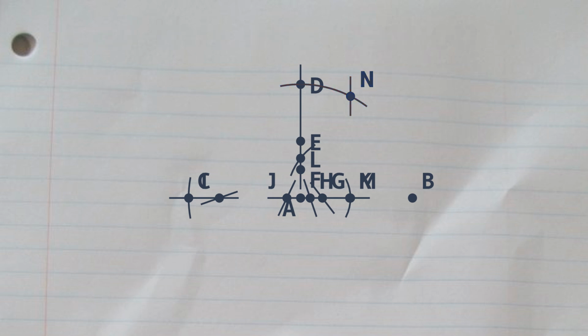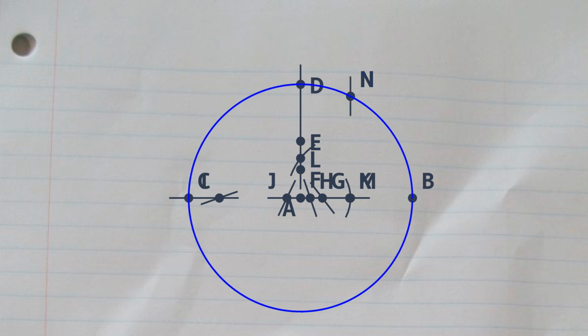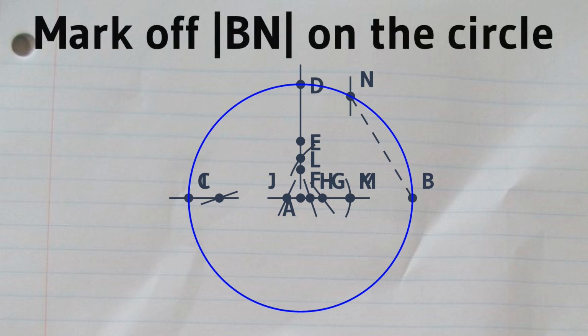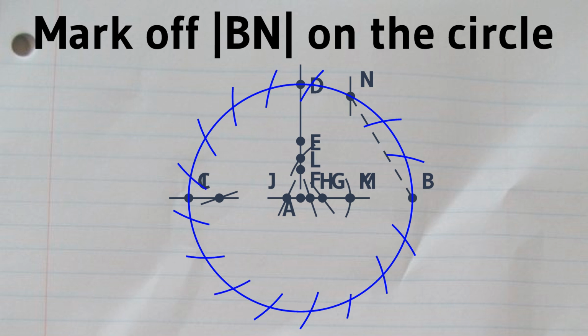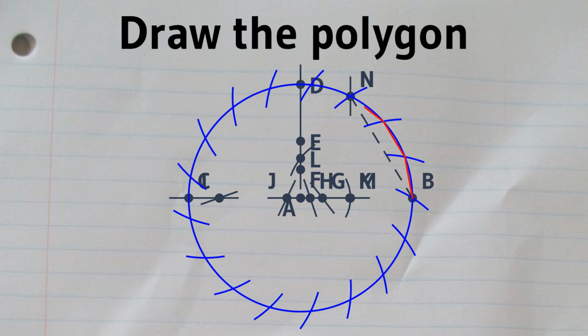And that's almost all we need. Let's draw that circle now. If you set your compass to the distance BN, and then mark that off around the circle, then you will get the 17 vertices of a 17-sided polygon. And then you can just join them all together.